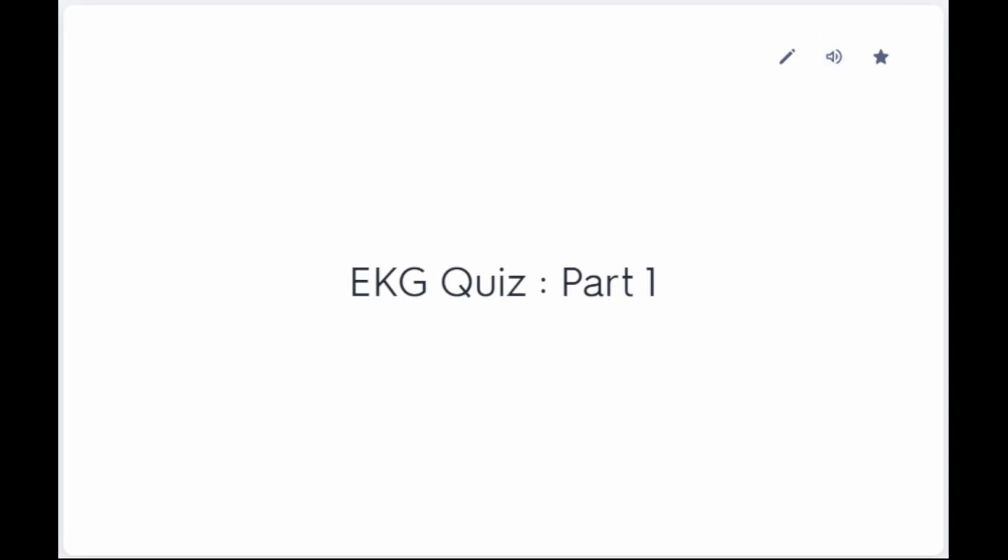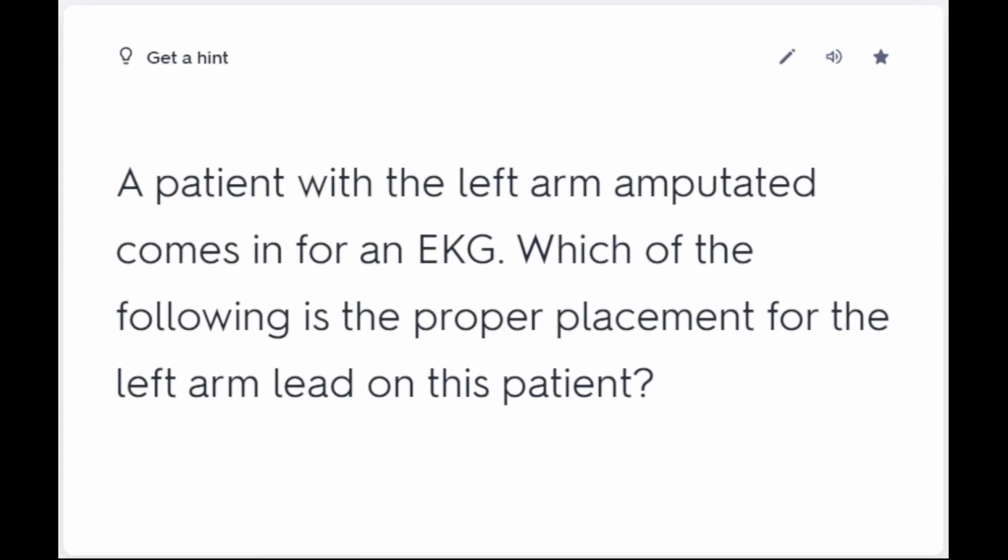EKG Quiz Part 1. A patient with the left arm amputated comes in for an EKG. Which of the following is the proper placement for the left arm lead on this patient?